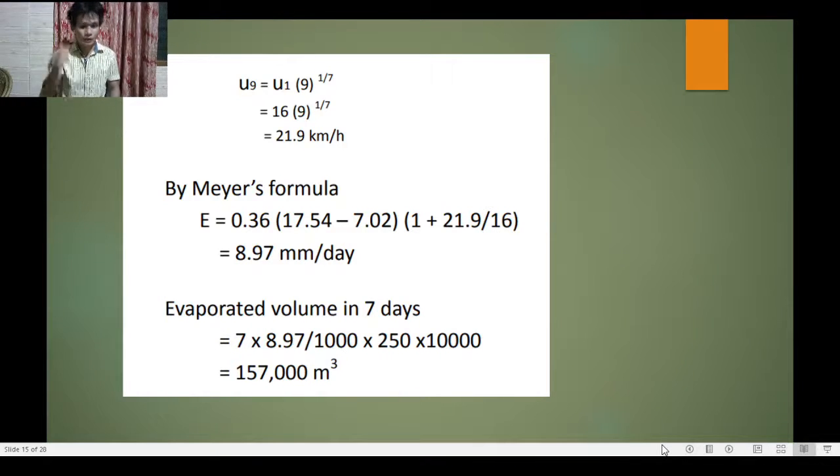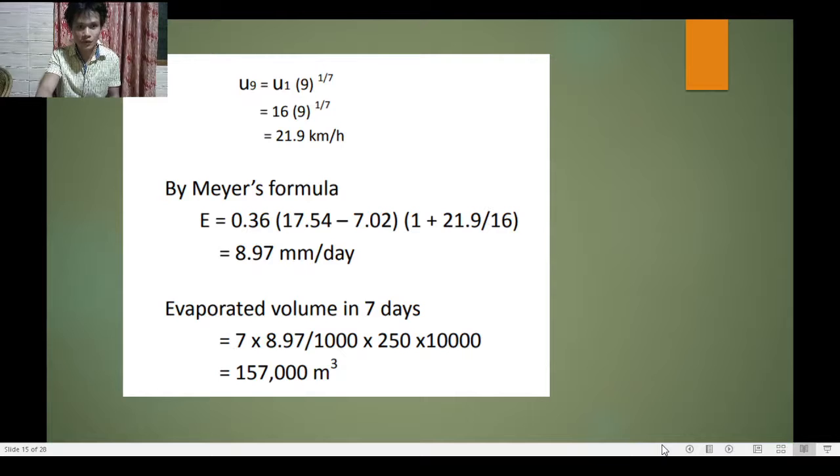So the evaporated volume in 7 days is 7 days times 8.97 millimeters divided by 1,000 to get meters, multiplied by the area. So 250 hectares is multiplied by 10,000 square meters. Therefore, the evaporated volume will be 157,000 cubic meters per week.